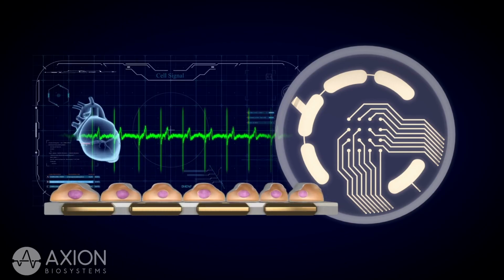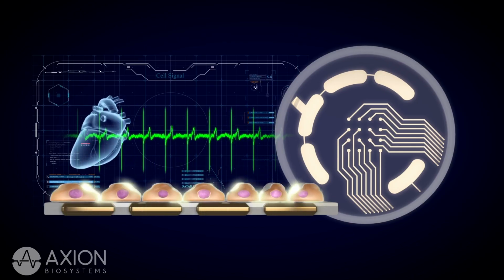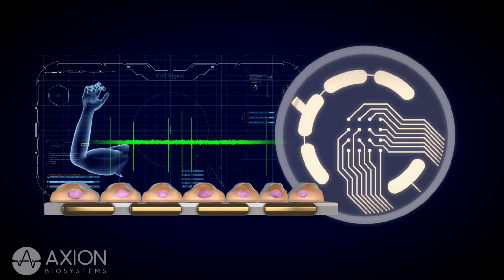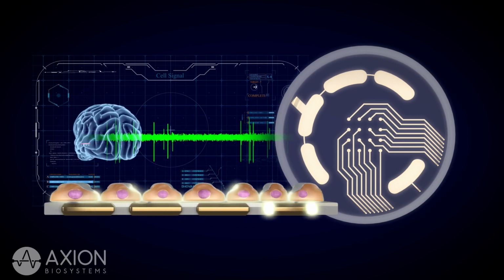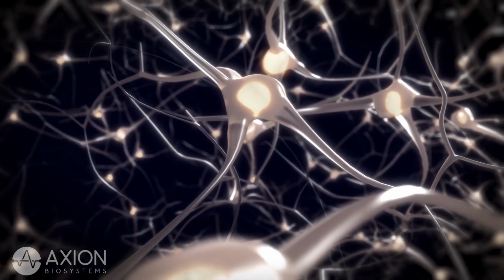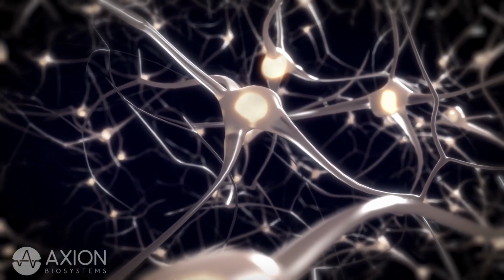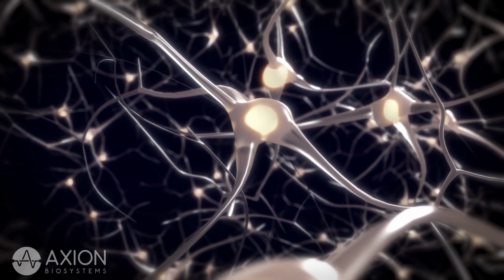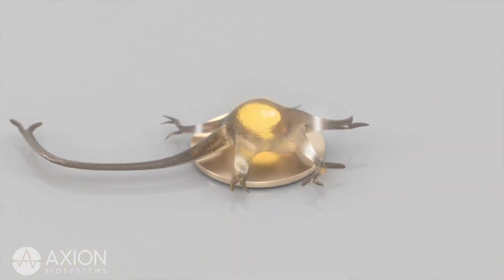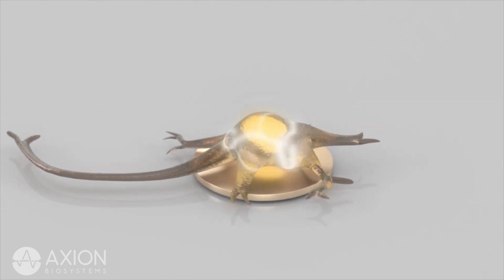While there are many types of electrically active cells in the human body, including heart cells, retina, muscle, and more, this video will focus specifically on neurons. Neurons form spontaneous networks as they branch out and communicate across synapses. MEA electrodes are sensitive enough to detect the activity of individual neurons.